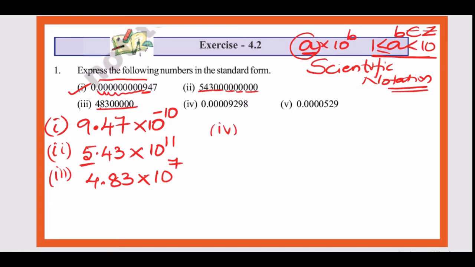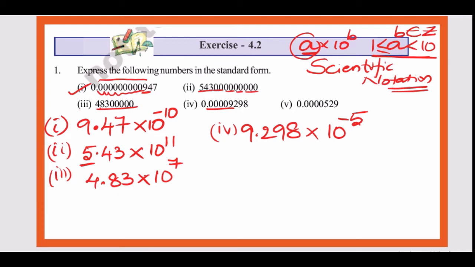Next, question number 4. Whenever you are having a decimal point, that means you are having a very small number, so clearly the 10 power you will get is negative. Now how much are we going to get? That we can obtain by getting the first non-zero. We are getting the first non-zero at 9, so we can write 9.298. Count the number of places we have moved. We have moved 5 places, so I can write 10 power minus 5.